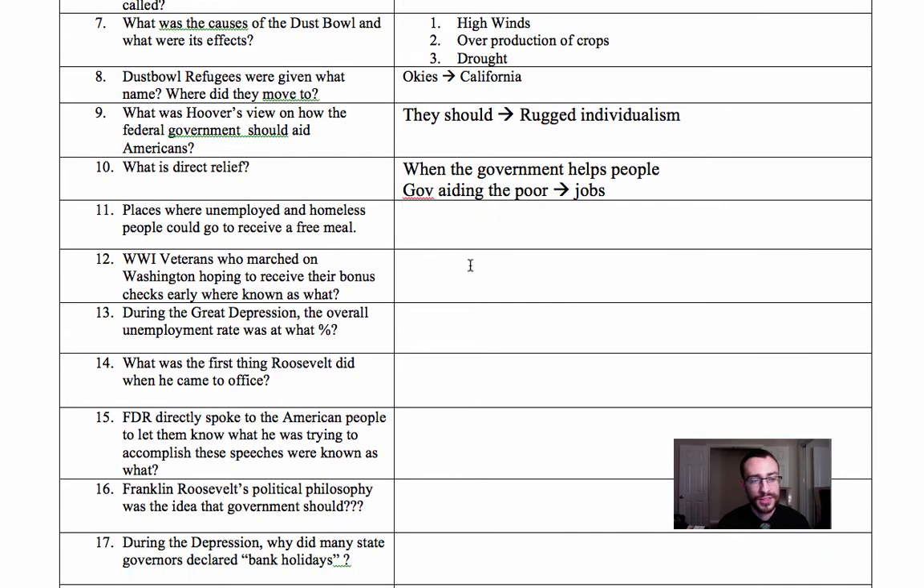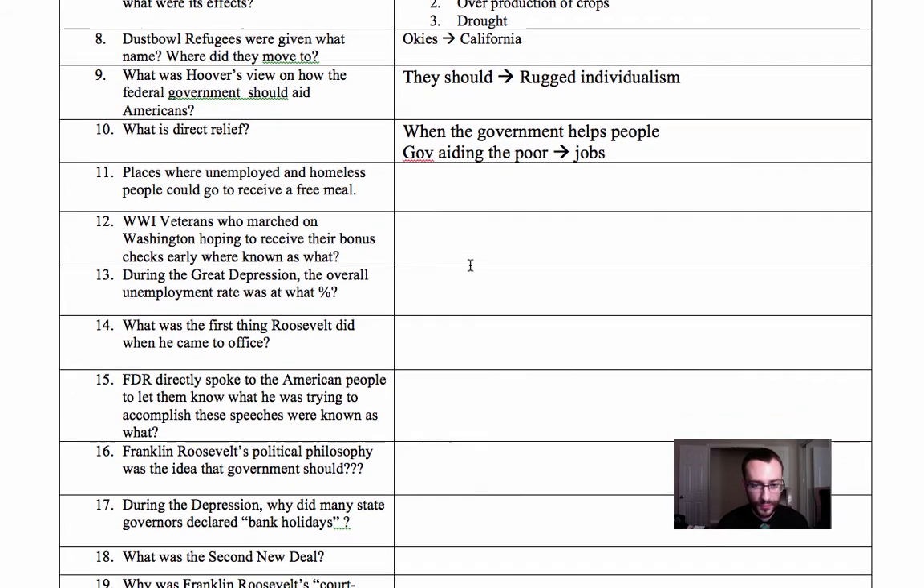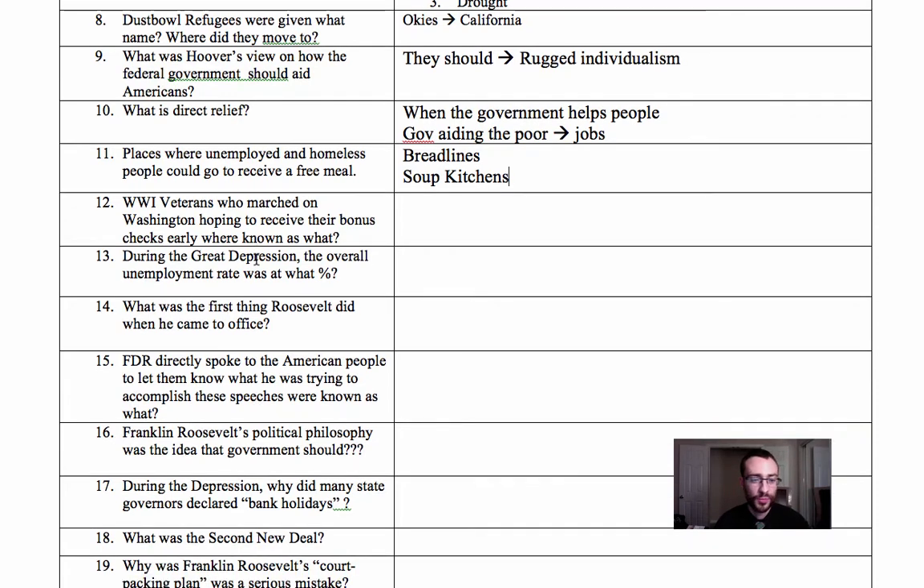Number 11, places where unemployed and homeless people could go to receive a free meal would be bread lines, soup kitchens. Number 12, World War I vets who marched on Washington, hoping to receive their bonus checks early, were known as the Bonus Army. Or you could put bonus marchers.